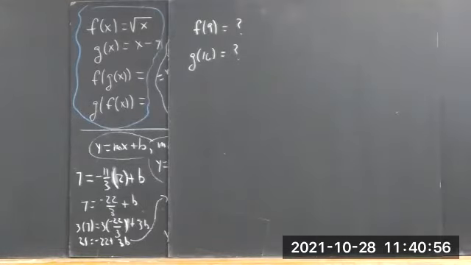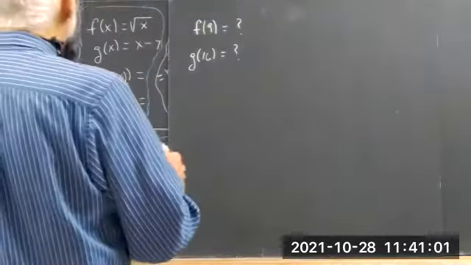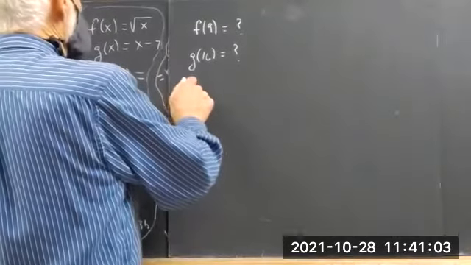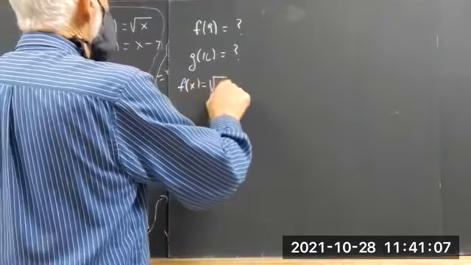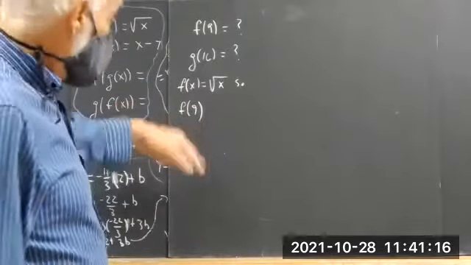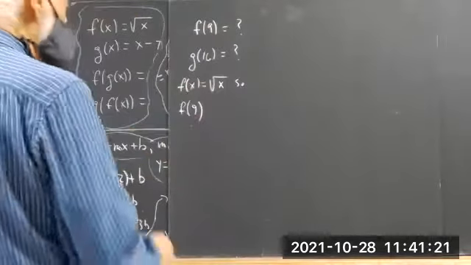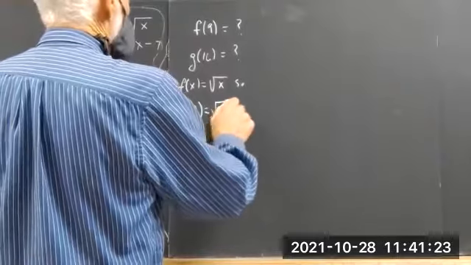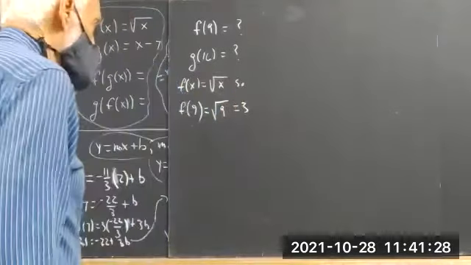Okay, so we're pretty good with this. f of 9 equals what? g of 16 equals what? Well, just to make sure we understand what's going on with this notation, f of x equals the square root of x. So if we write f of 9, x has been replaced by 9, so we replace all the x's by 9. There's only one x here. That's the square root of 9.